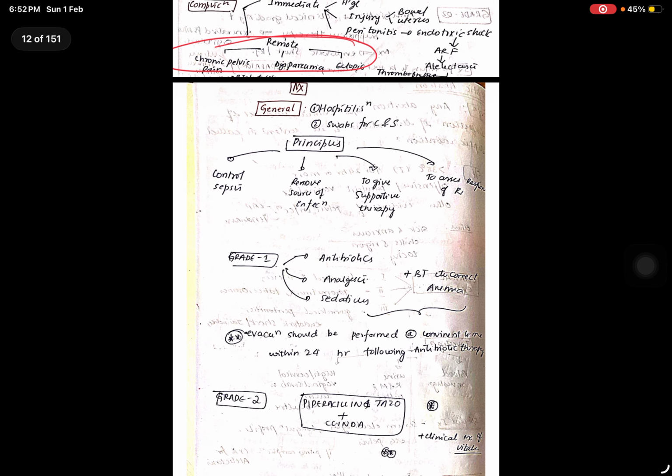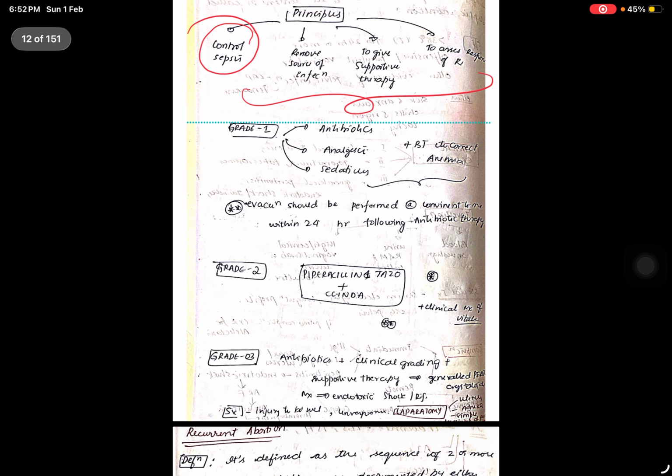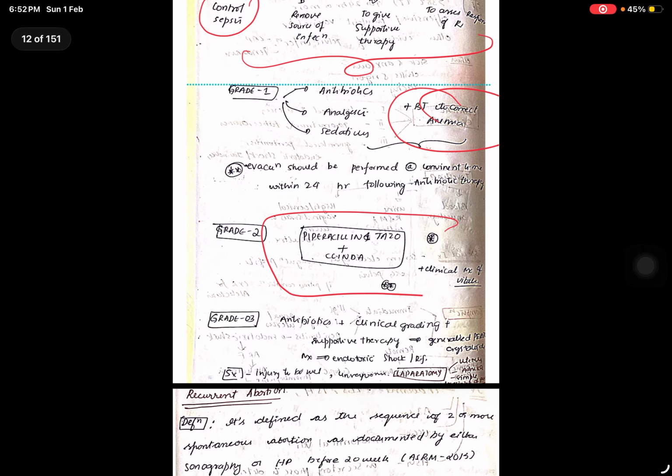Okay, so these are the management steps which you need to do. First is control sepsis, and if she has already gone into shock, start the shock protocol, same as we had discussed earlier. Based on this, these are the major important things which you need to discuss.